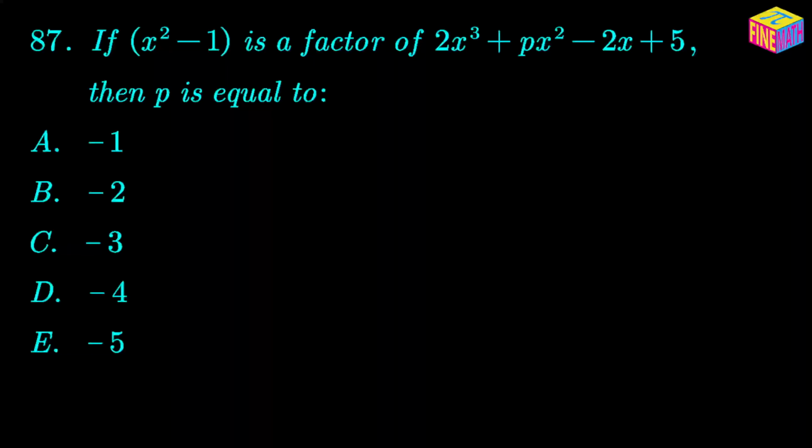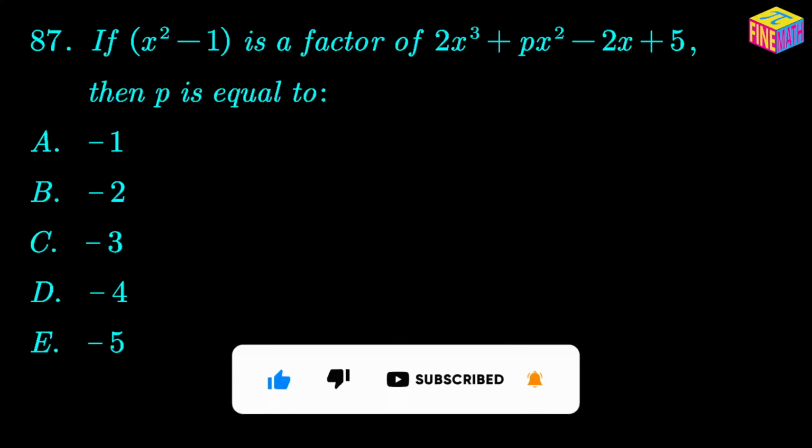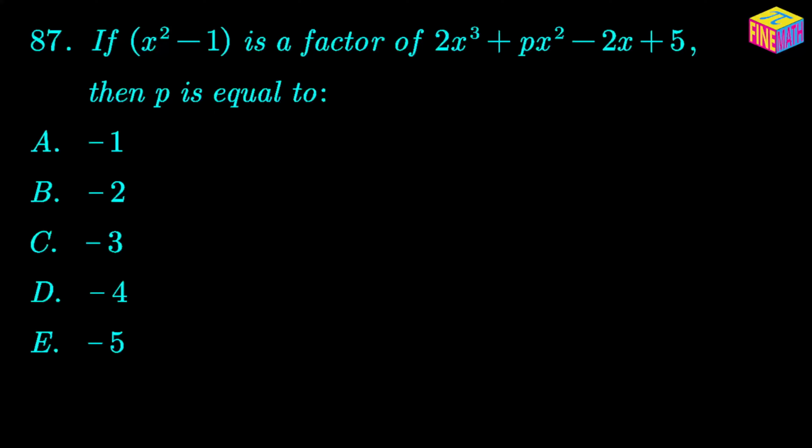So let's get started. Here the question says, if x squared minus 1 is a factor of 2x cubed plus px squared minus 2x plus 5, then p is equal to which of the following 5 options? So we have to essentially find the value of p.